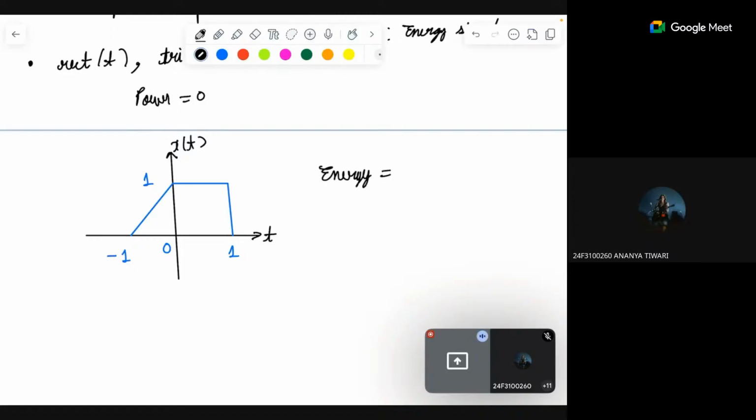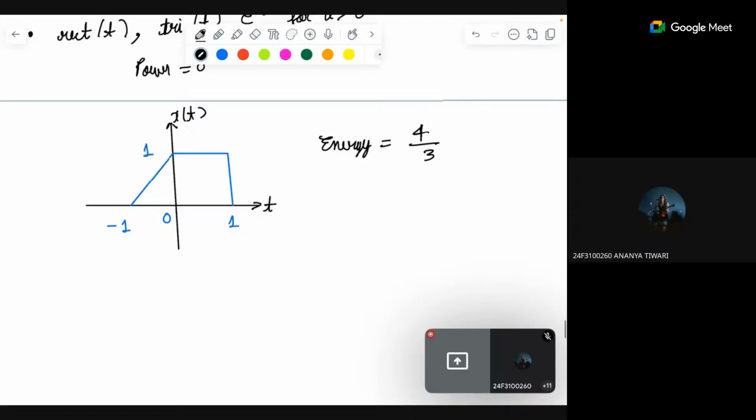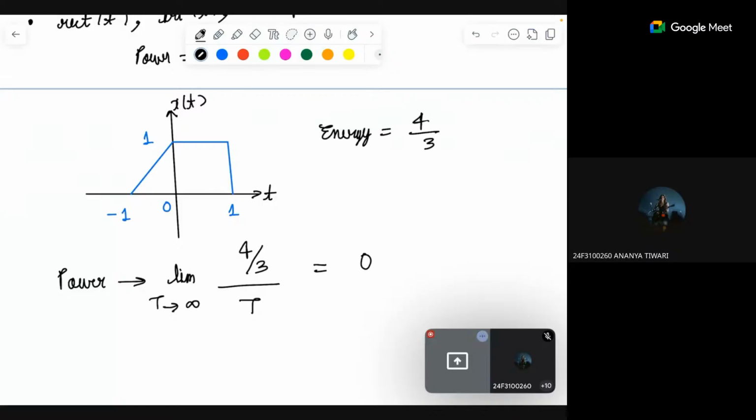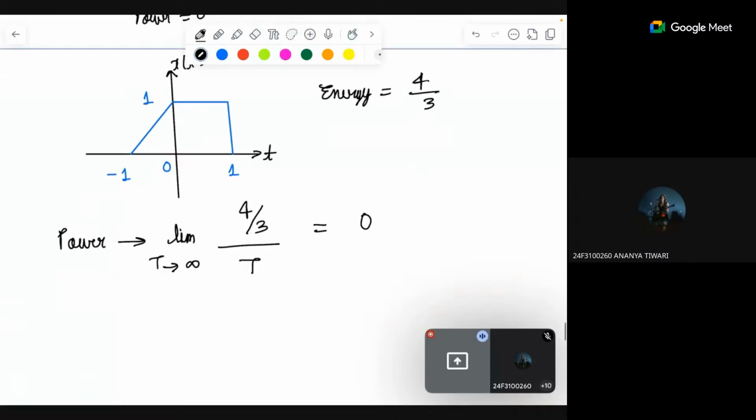Do you remember using this equation, this signal in the lectures? Now, if I want to calculate power, I will divide this energy by the time, by this t, and I will set this t to infinity. So I will get 0. Is this clear? Yes, ma'am. So the power of this is 0.